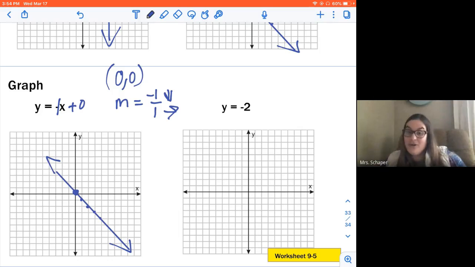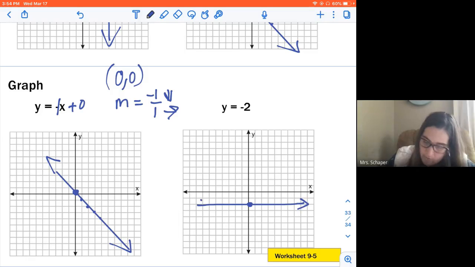Last one. Y equals -2. It's a horizontal line that goes through the y-axis at -2. There we go. All right, going to work on worksheet 9.5. We're going to do a review, and then we're going to get ready for our assessment right before spring break.